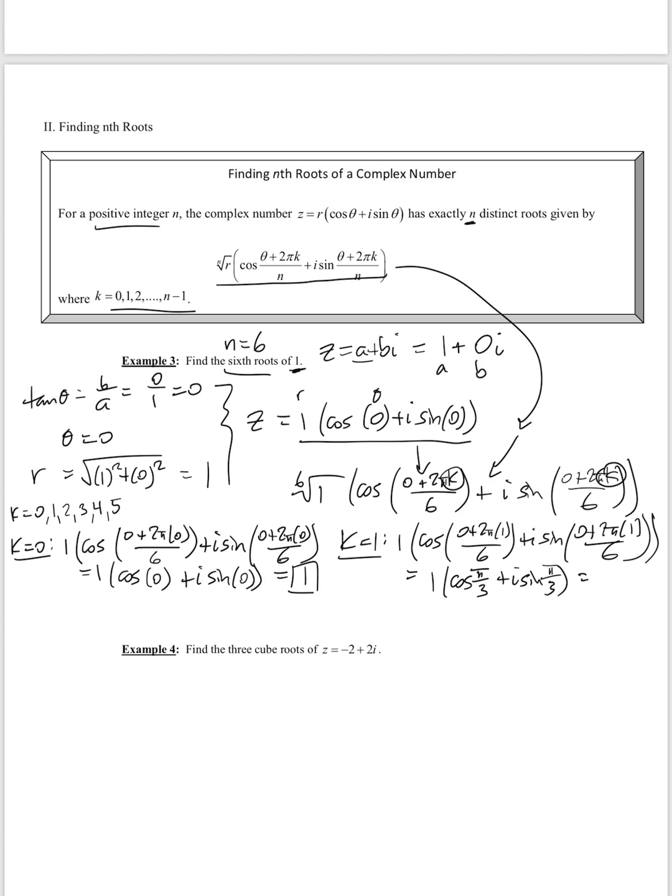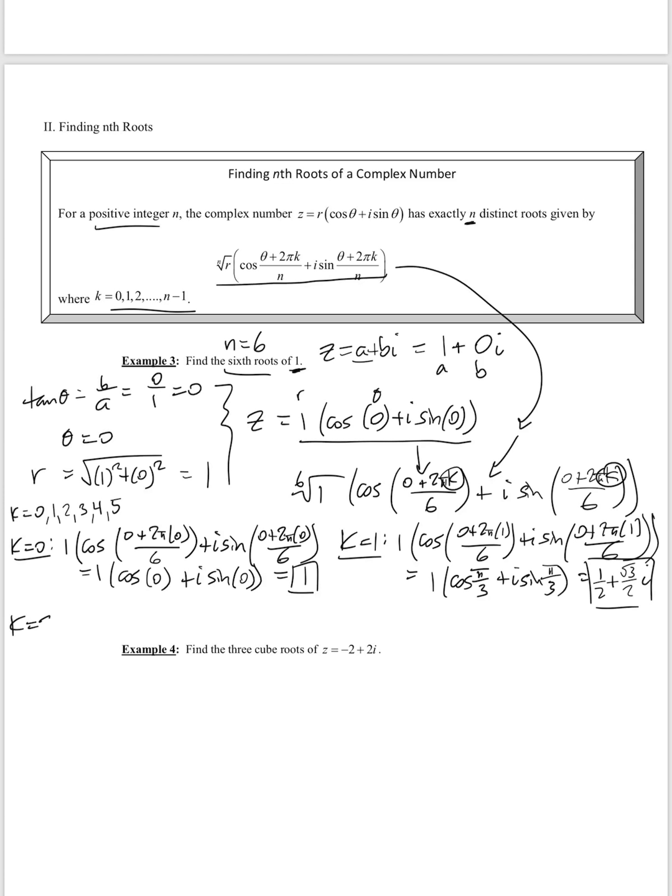Hopefully you're getting much more automatic with knowing your unit circle values. And we should get 1 times cosine of pi over 3 is 1/2, plus sine of pi over 3 is the square root of 3 over 2, times i. So there's one of our nice, weird-looking complex roots: 1/2 plus the square root of 3 over 2 times i. If we raise that to the 6th power, we get 1, believe it or not. Go on ahead, do the box method if you'd like, and you'll see that it works.